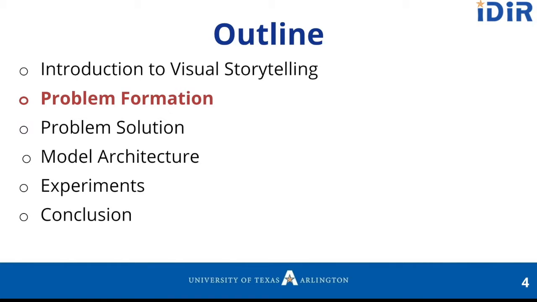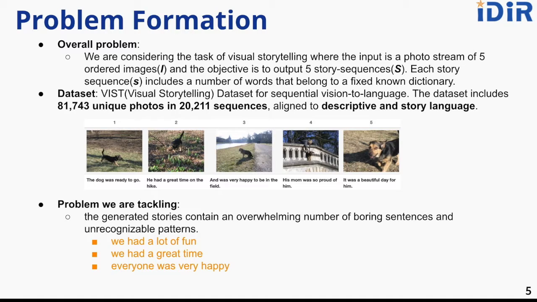Next is problem formation. In our problem, we are considering the task of visual storytelling where the input is a photo stream of 5 ordered images, and the objective is to output 5 story sequences. Each story sequence includes a number of words that belong to a fixed known dictionary. We conduct our experiments based on the visual storytelling VIST dataset for sequential vision to language.